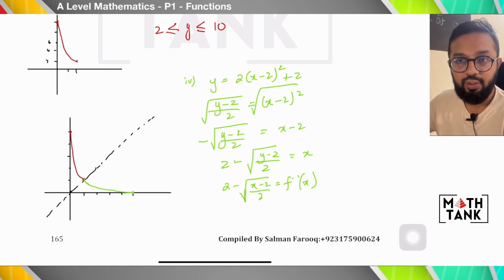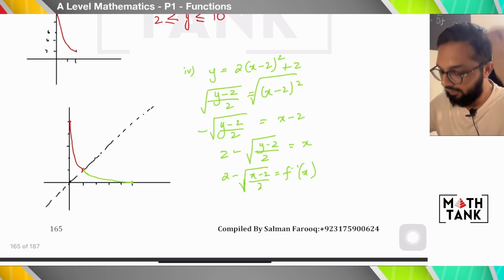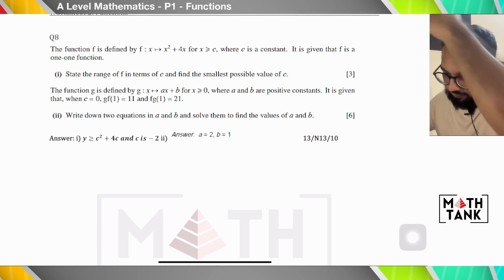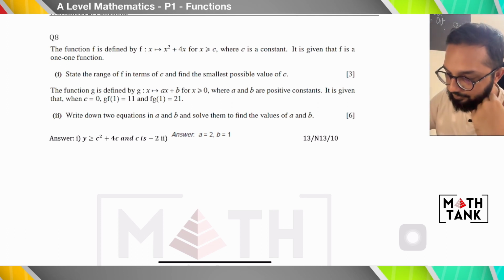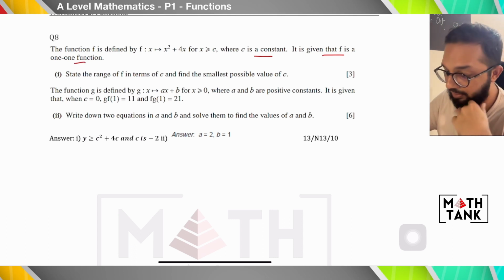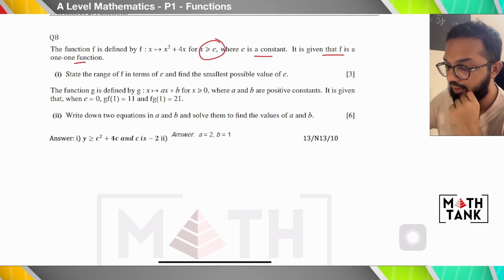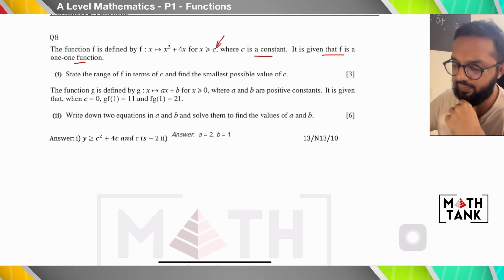Okay, a negative outside the root because I have the graph to the left of the turning point. Question 8 says the function f is defined by this, where c is a constant. It is given that f is a one-to-one function, so it must stop at its turning point. So it's defined for a range greater than c, so I can confidently now think about c as the turning point of the graph.